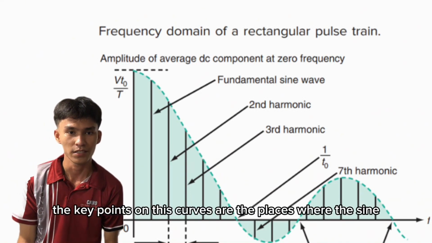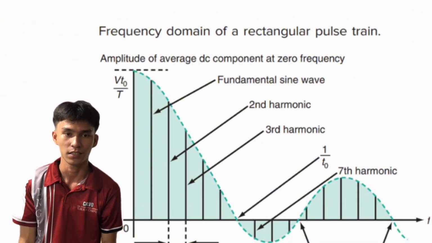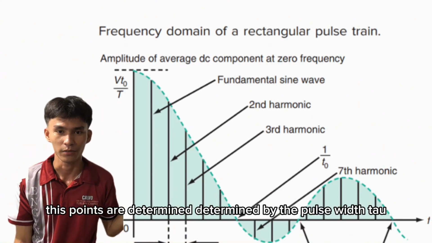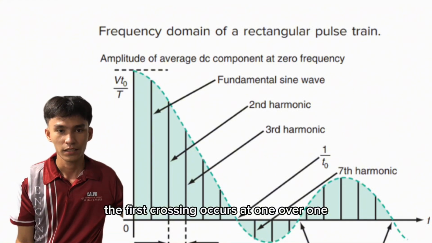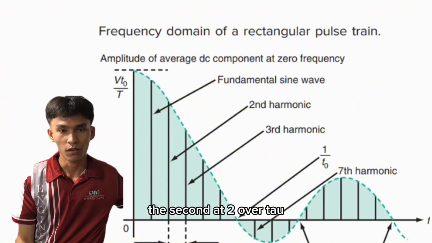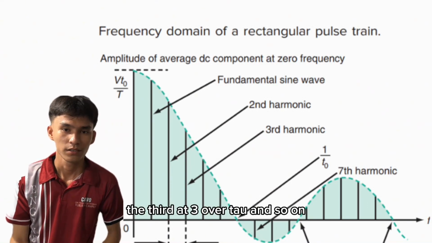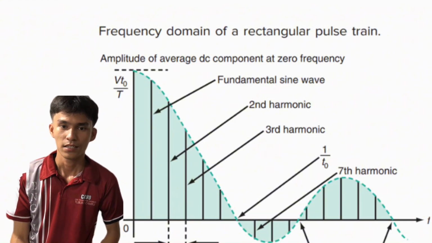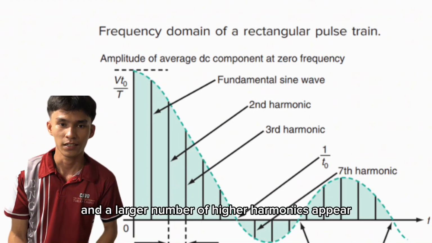The key points on these curves are the places where the sinc curve crosses the frequency axis. These points are determined by the pulse width tau. The first crossing occurs at 1 over tau, the second at 2 over tau, the third at 3 over tau, and so on. At wide pulse width, there are larger lower harmonics. As the pulse width narrows, the lower harmonics are diminished, and a larger number of higher harmonics appear.